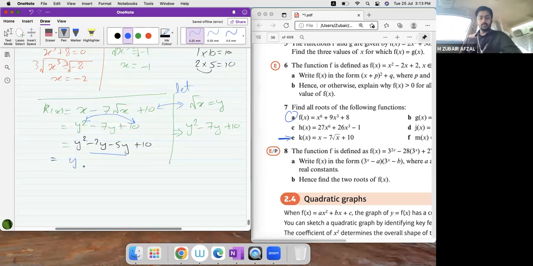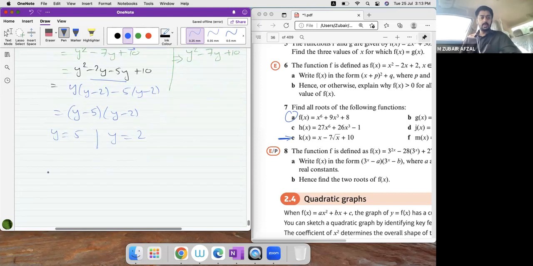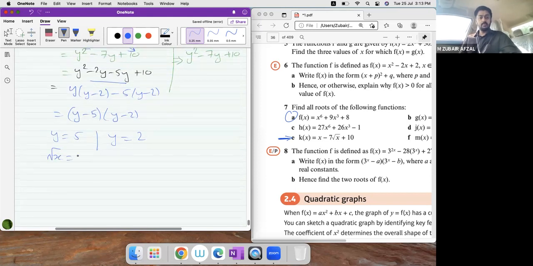Taking common from the first two, this is y minus 2. Minus 5, this is y minus 2. So my factors are y minus 5 into y minus 2. So y is equal to 5 and y is equal to 2. Now it was square root x is equal to y, so I will replace it back. Square root x is equal to 2. Squaring both sides, x is equal to 25 and x is equal to 4.